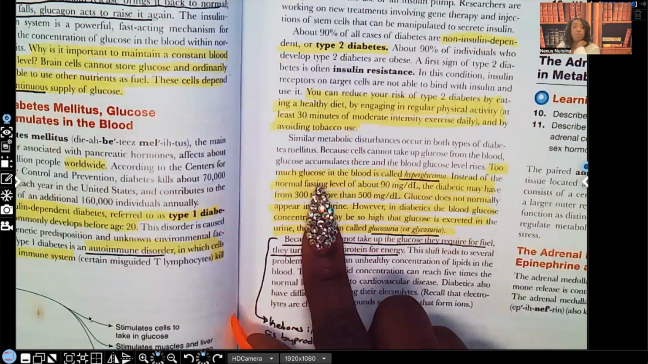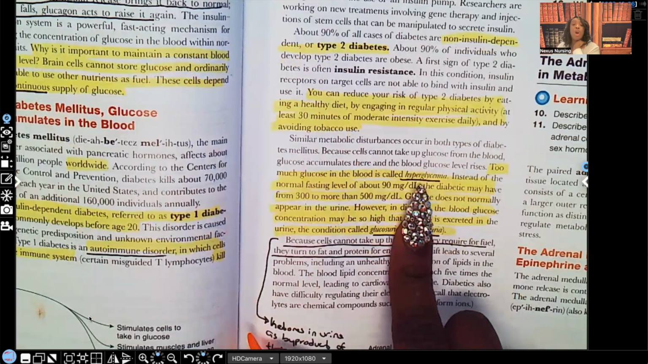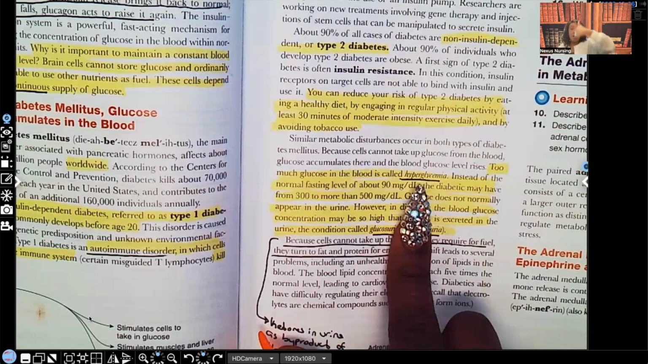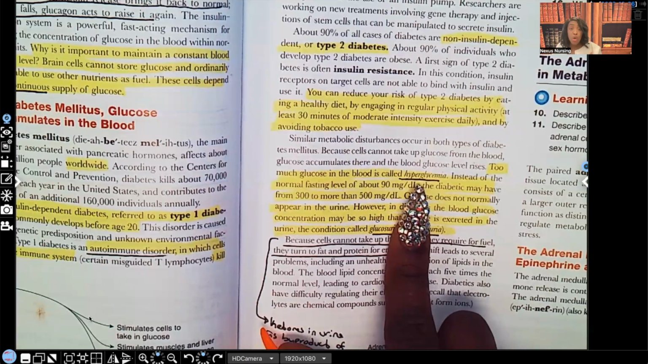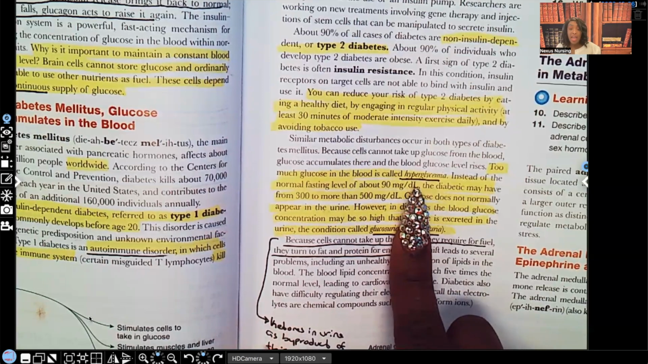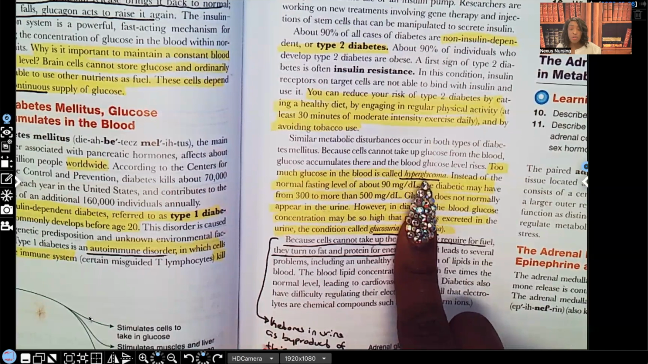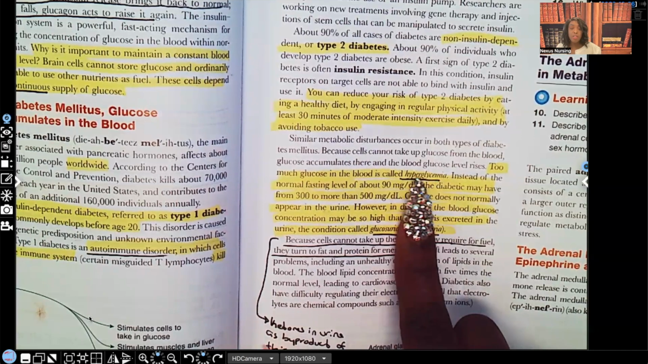Now, too much glucose in the blood, this is what's known as hyper. Whenever you hear or see hyper, that means high, too high. When you hear or see hypo, that means too low. So hyperglycemia: hyper, high; glyc, that's the sugar; emia, in the blood. Too much sugar in the blood.